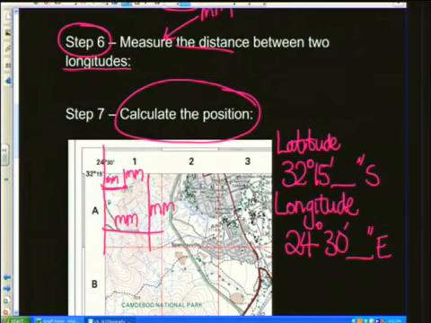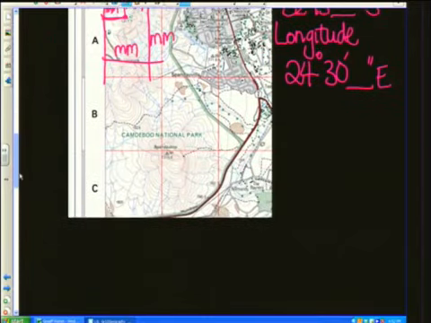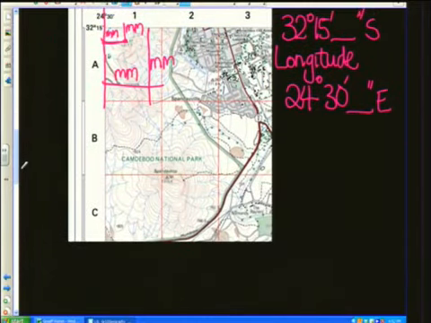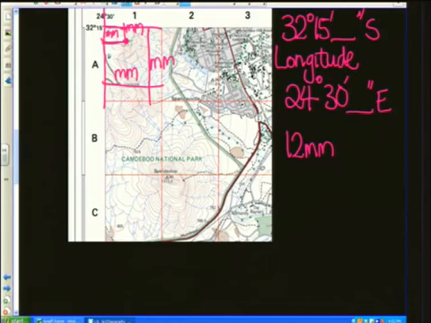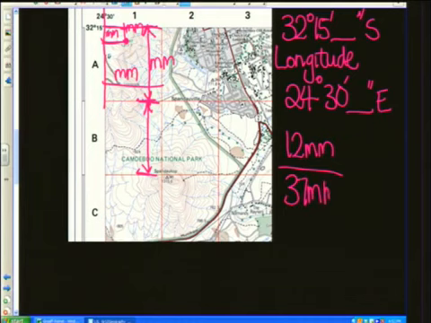I estimated the measurement as follows. I'm going to keep it there. For my latitude, I received 12 millimeters. That is the distance between that line and the point. Over the total distance, remember it's standardized. So always the distance between two lines of latitude, between there and there, or there and there, is always 37 millimeters. And what do we do with this?